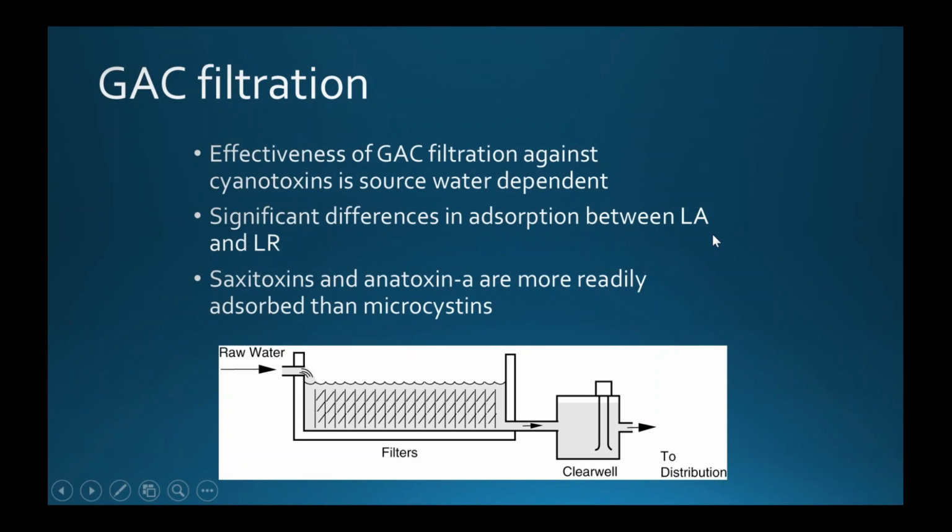Another thing to think about is that we do in the literature see a difference between the absorption of LA and LR. And typically in our GAC that we see, because we tend to lean toward more of smaller molecules, the saxitoxin and the anatoxins are more readily absorbed because they look more like, or are more the size of, what we would call taste and odor compounds.